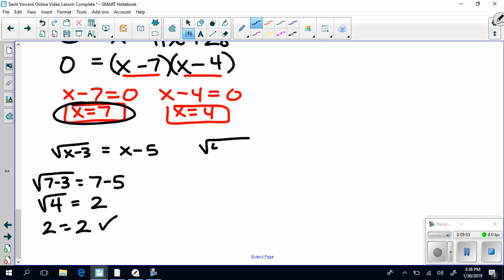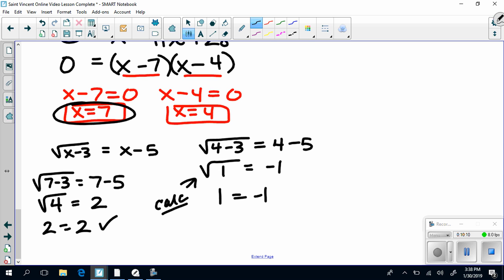Now, let's try 4. If I plug a 4 in here, I get the square root of 4 minus 3 equals 4 minus 5. If I do 4 minus 3, I get 1. And if I do the square root of 1, now keep in mind, you're doing this on a calculator, you get 1. Does 1 equal negative 1? No. And that means 4 is an extraneous solution.